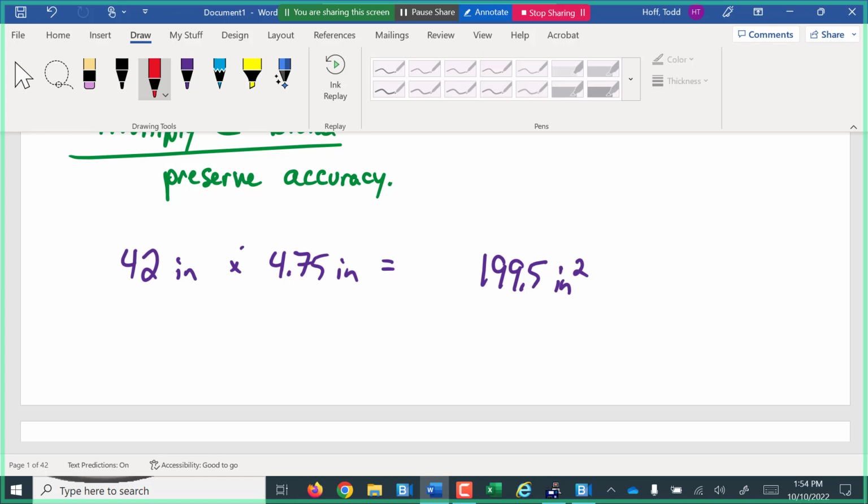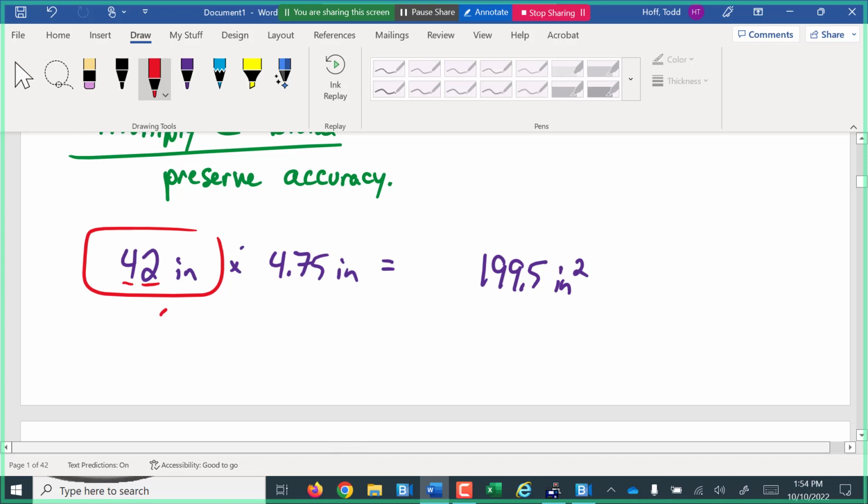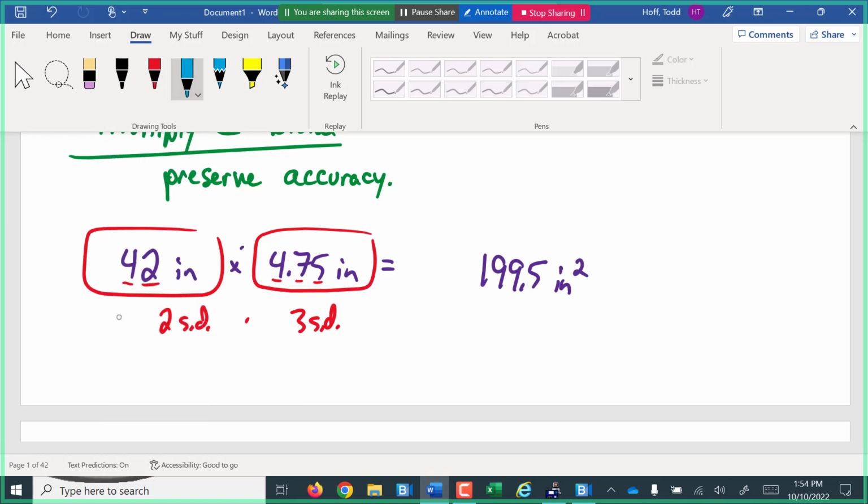Figuring out where we have to round that answer now, we look at accuracy. Remember, accuracy is the number of significant digits. How many significant digits are there in this measurement here, the 42 inches? 2 significant digits. Good. How about this one here, 4.75 inches? 3 significant digits. So which one is less accurate? Well, 2, right? So what that means is we have to round our answer to 2 significant digits. So we start at the beginning, we go 1, 2, we're going to have to round it right there.